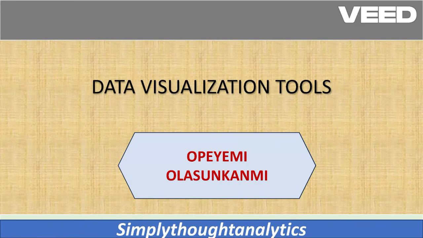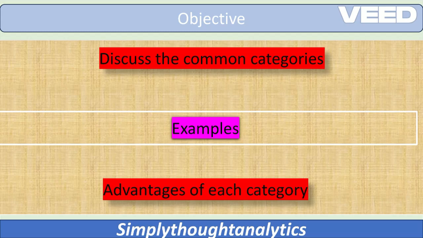Okoyemi Olasukami again. Here, we want to look at tools for data visualization. Data visualization is so important that there are several tools in the data ecosystem which are designed specifically to handle and to perform these tasks. So we are going to discuss the common categories of these tools. We are going to look at their examples, and we are going to be looking at the pros and the cons of each category.